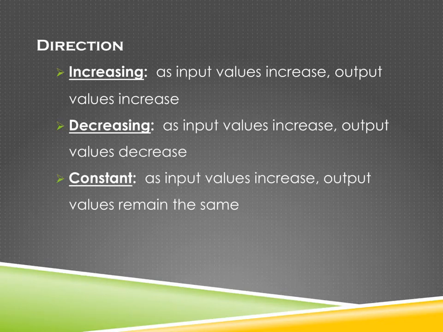So an increasing function is as input values increase, output values increase. All right, so if you go from x equal 1 to x equal 2 to x equal 3, the y values also go up. If a graph is decreasing, then as the input values increase, they go from 1 to 2 to 3, the output values go down. They decrease. And if a graph or a portion of a graph is constant, then as the input values increase, the output values remain the same.